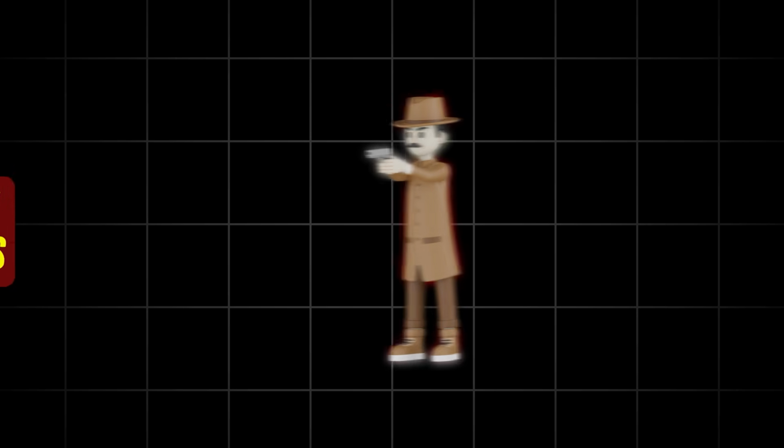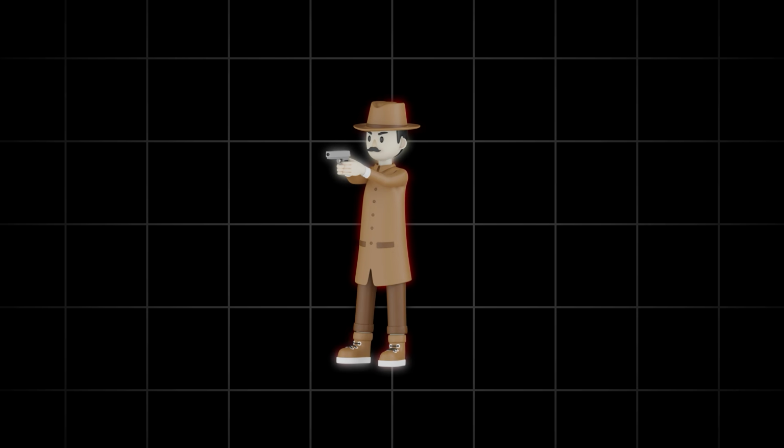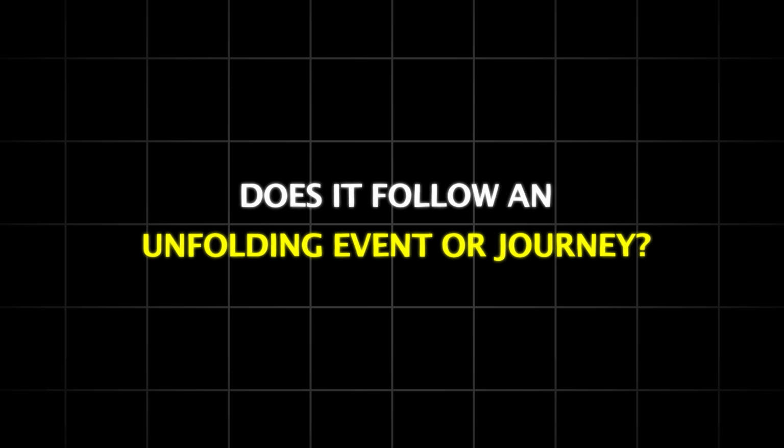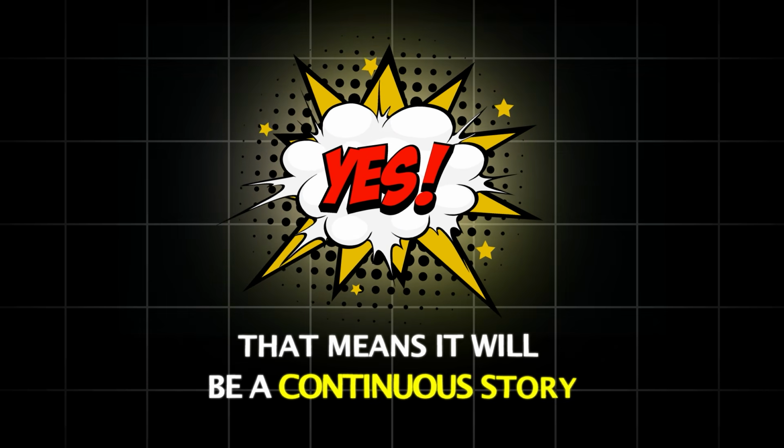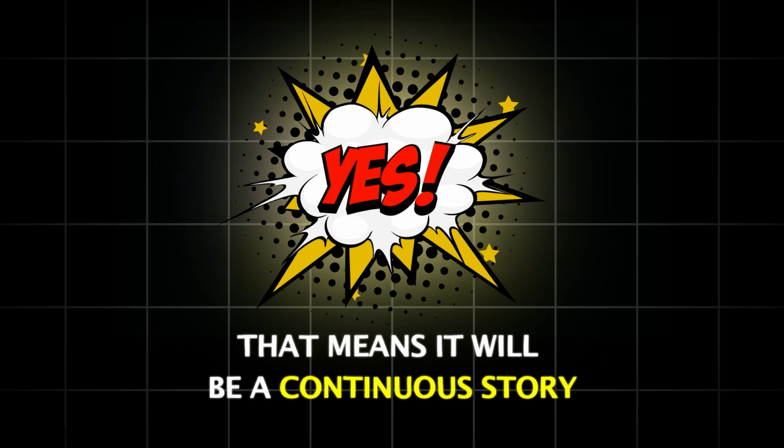For example, the psychology of serial killers. In this, each chapter covers a different killer's mindset as a standalone case study. But if your answer is no, then ask, does it follow an unfolding event or journey? It will most likely be yes then. That means it will be a continuous story. Got it? Good. Now, let us talk about the tools.